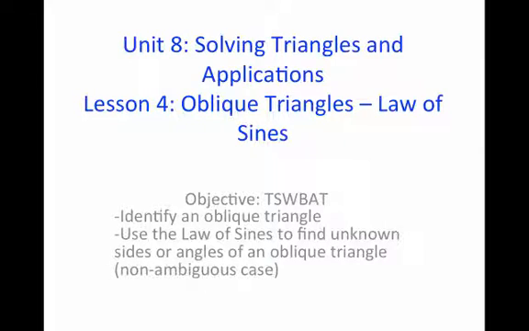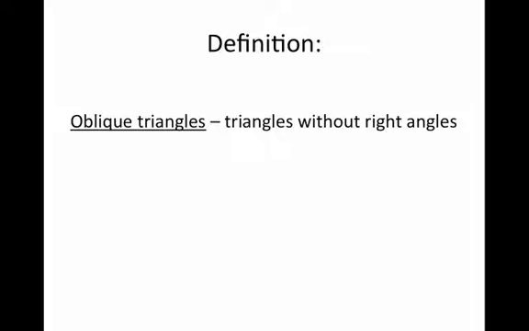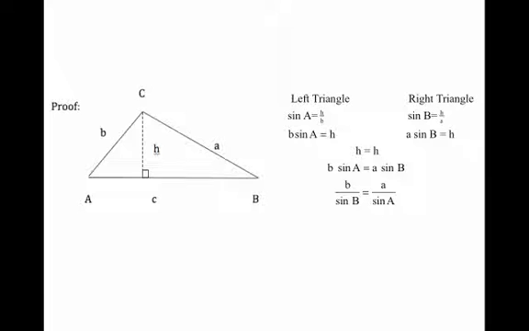This lesson is from Unit 8, Lesson 4, Oblique Triangles and the Law of Sines. An oblique triangle is defined as a triangle without any right angles. The first half of this unit was devoted to solving trig equations based on right triangles. In the real world, we're going to come up against triangles that are not right triangles. There are two laws. Today we'll start with the law of sines.